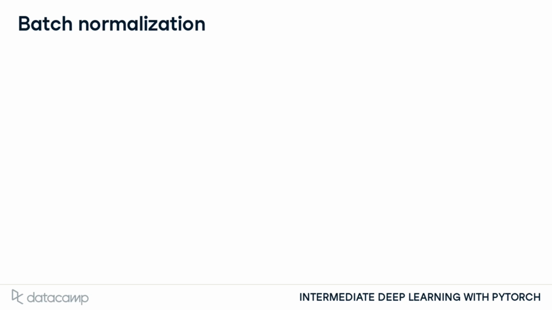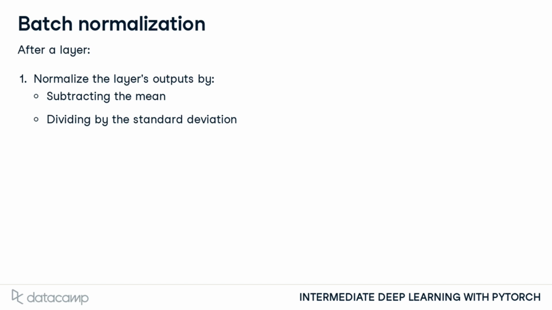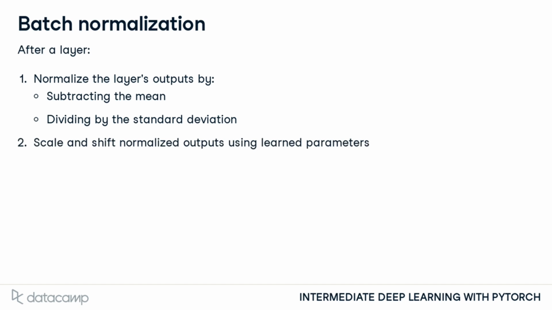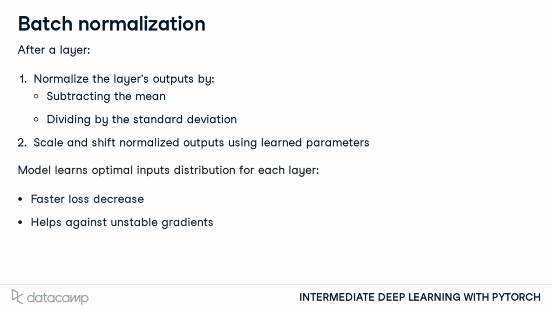A solution to this is batch normalization. Batch normalization is an operation applied after a layer, in which the layer's outputs are first normalized by subtracting the mean and dividing by the standard deviation. This ensures the output distribution is roughly normal. Then the normalized outputs are scaled and shifted using shift and scale parameters that the batch normalization learns, just like linear layers learn their weights. Effectively, batch norm allows the model to learn the optimal distribution of inputs to each layer before it is applied. This speeds up the loss decrease and makes it more immune to unstable gradient issues.